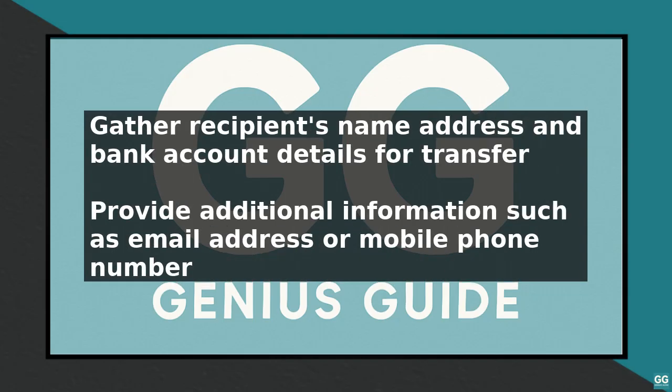For a bank transfer, you will typically need the recipient's bank name, branch, account number, and BSB code. For other methods, you may need to provide additional information, such as the recipient's email address or mobile phone number.